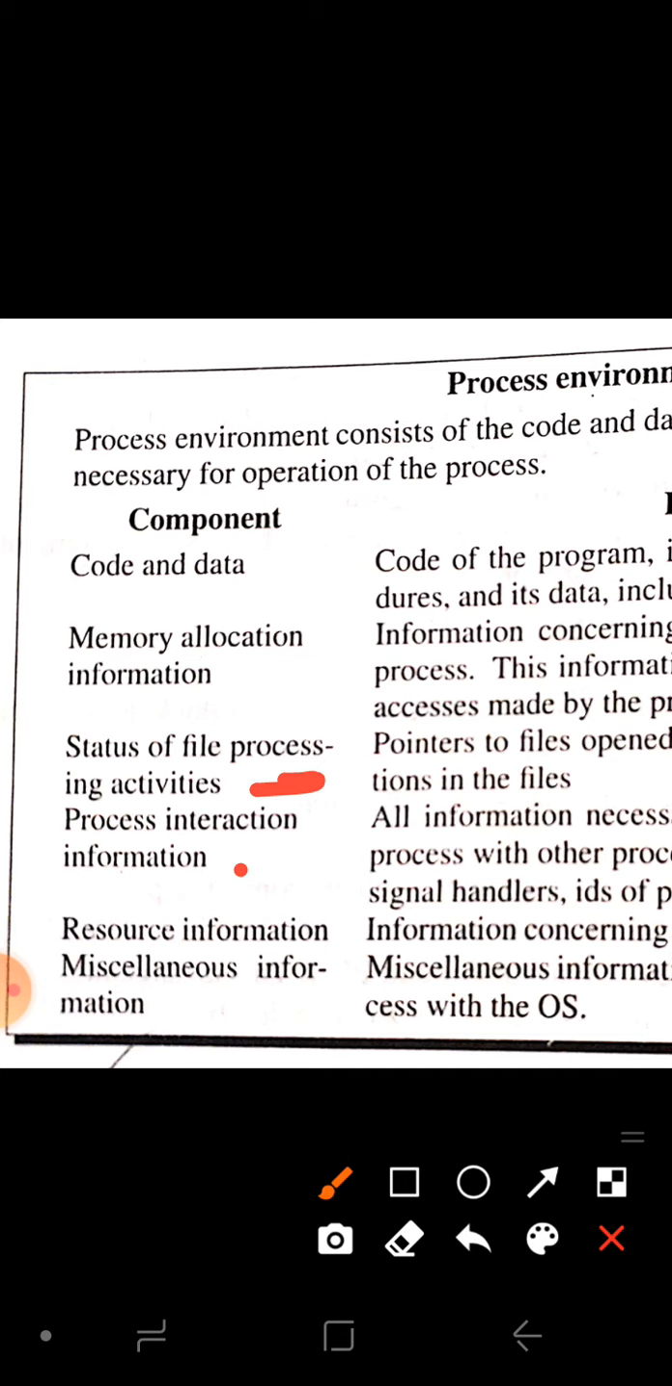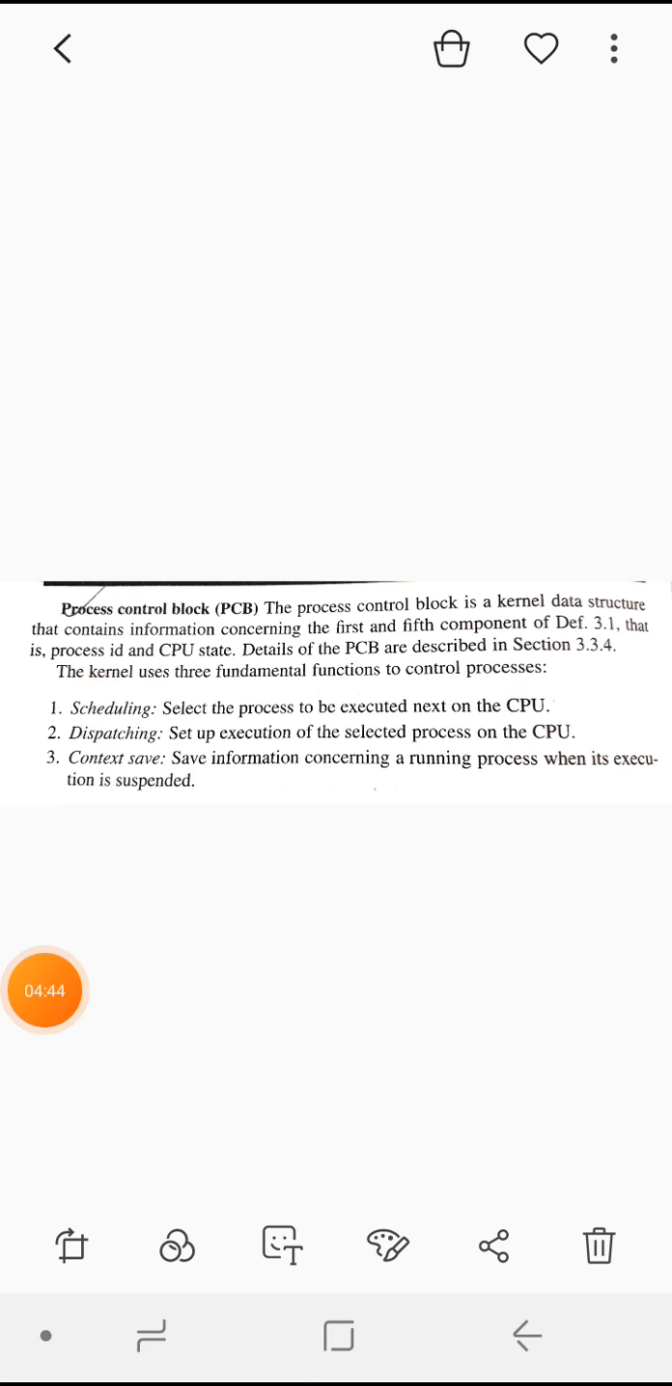Next we have resource information. This is the information concerned with resources allocated to a process. Next we have miscellaneous information. Miscellaneous information is nothing but the information needed for interaction of a process with the operating system. That was about your process environment.